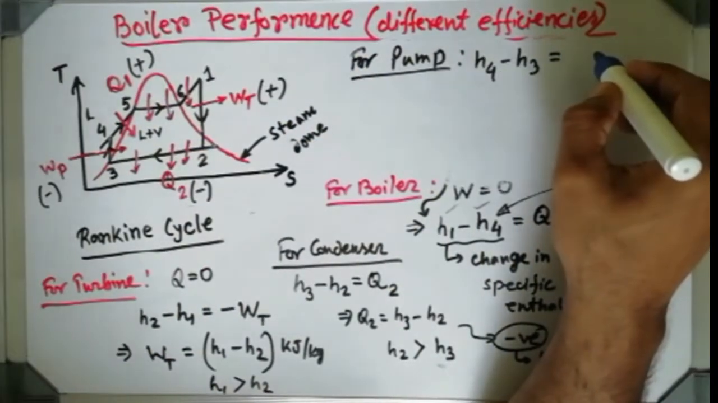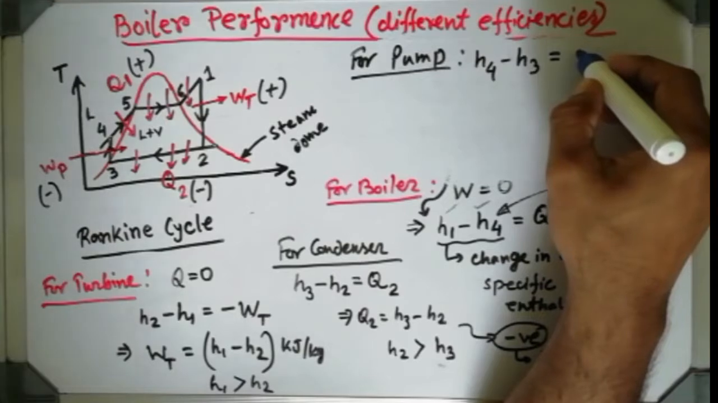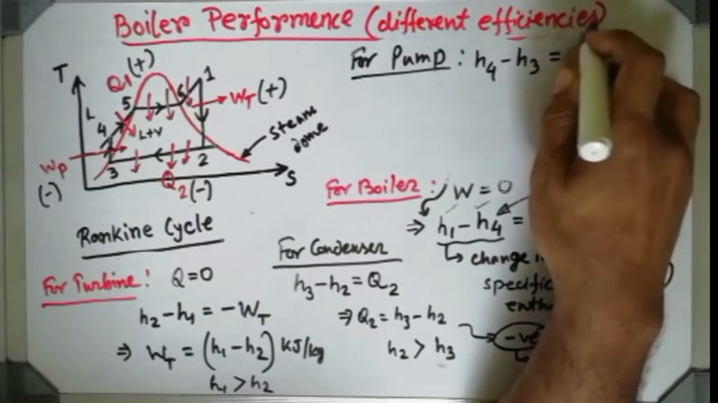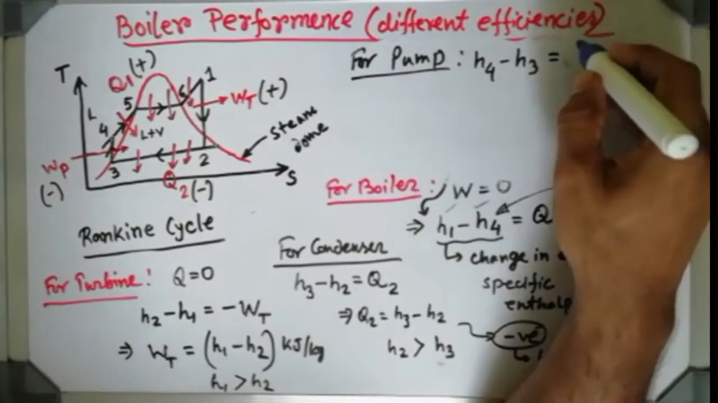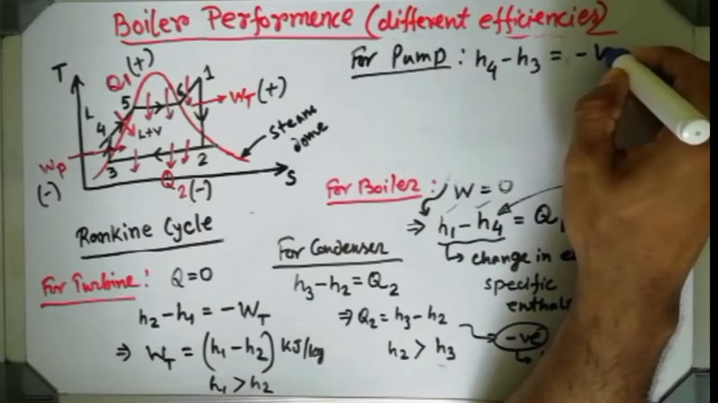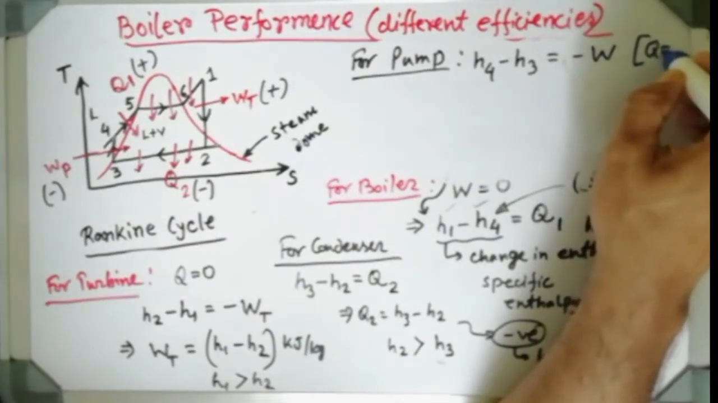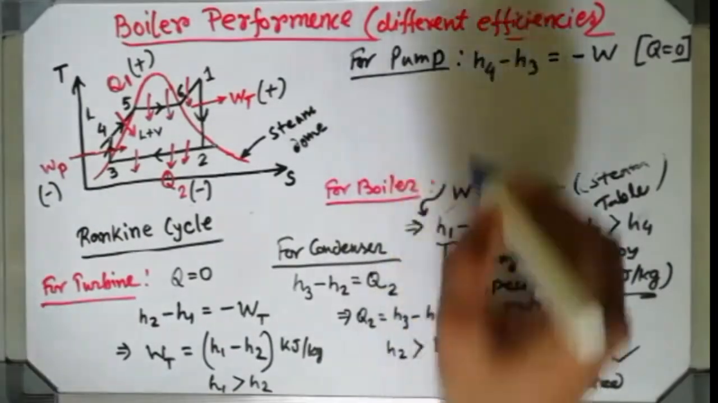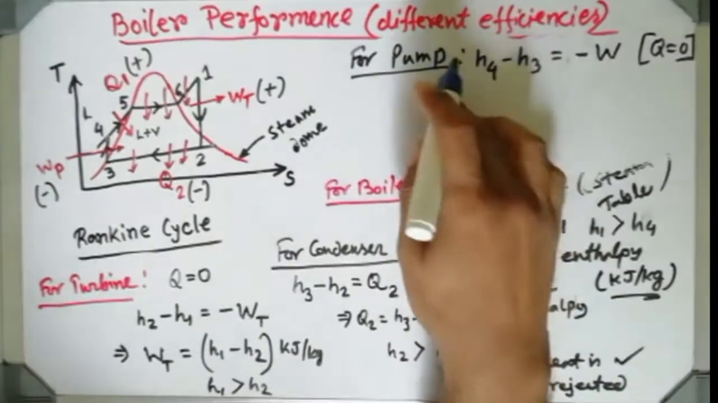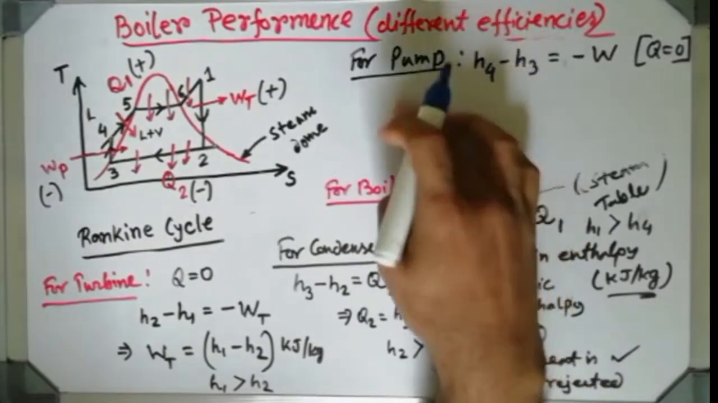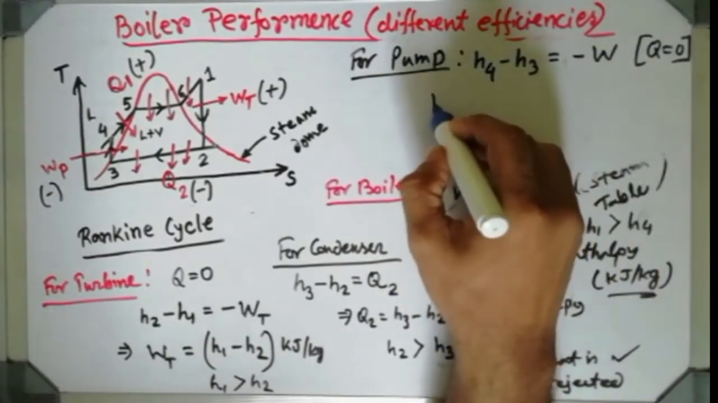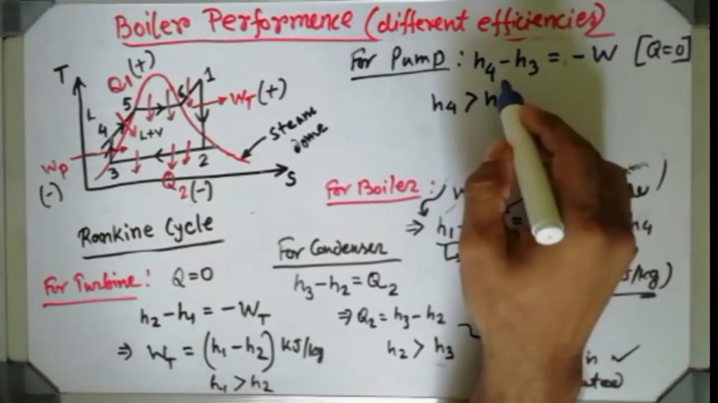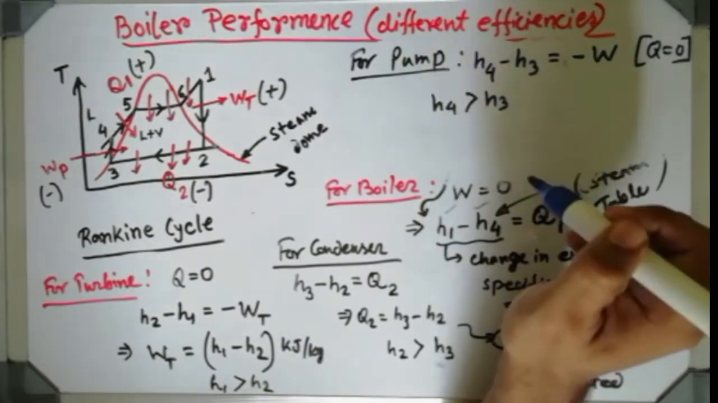is nothing but Q minus W. Sorry, no heat is there, actually work is being consumed, so minus W will be there because Q is 0. Okay, now if we find these particular enthalpy values from the steam table, we will always find that H4 will be greater than H3. You will find these values and you will observe that H4 is greater than H3.